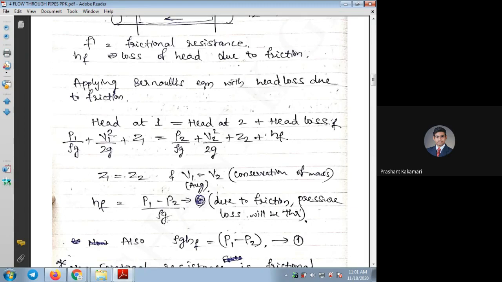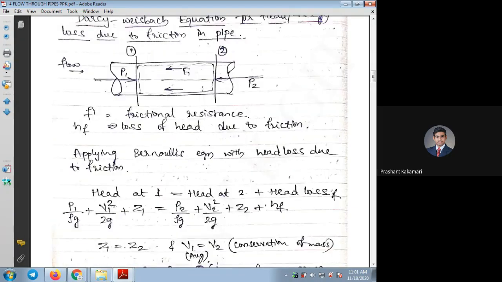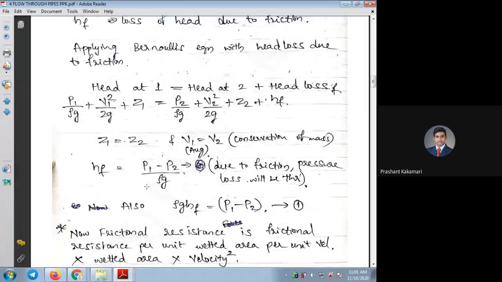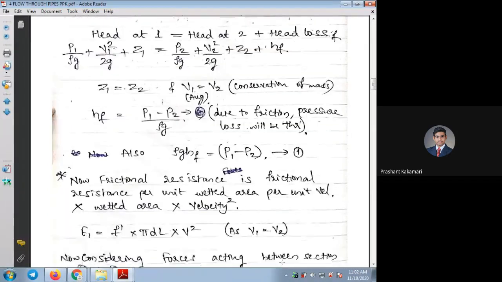So this term HF is due to friction, or due to pressure losses in the pipe. In this case, potential head loss is not there. Velocity losses are not present because of no change in diameters. So what I'm doing is equating this pressure head difference with the friction loss. Now, you already know that P equals rho g h. Similarly here, P is P1 minus P2. So from this equation I can now write HF into rho g equal to P1 minus P2. This you can call equation number 1.